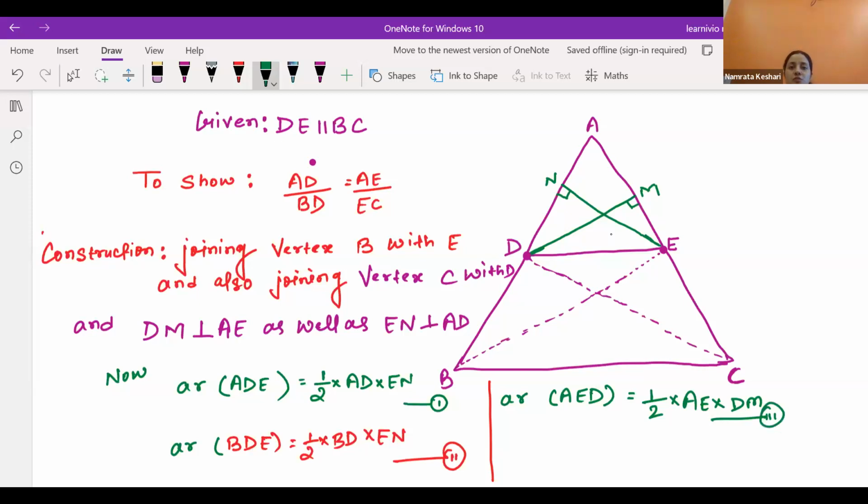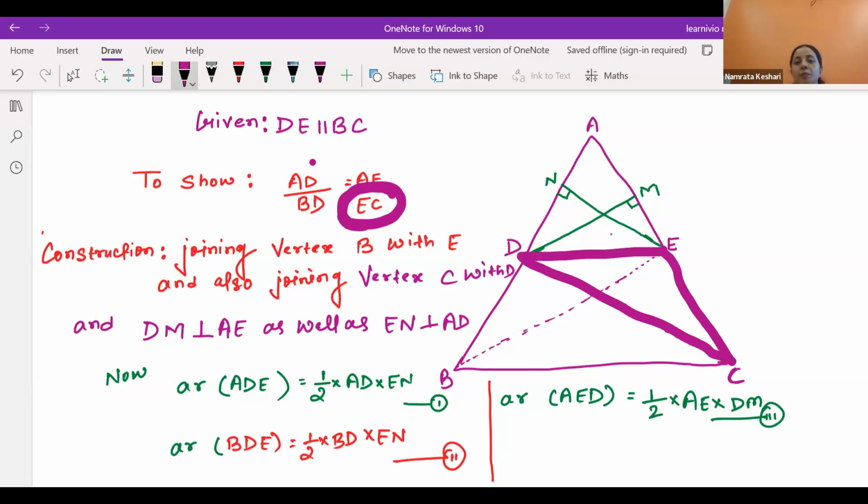And then the last equation. We will keep in mind that now we need EC. Focus on EC. You want EC as a base. Now two triangles are coming in your mind, I understand, but specifically you have to take this triangle. Why? Because now we will drop the perpendicular on the base EC from the opposite vertex D.